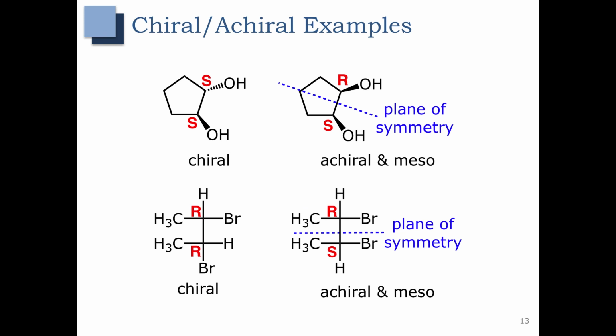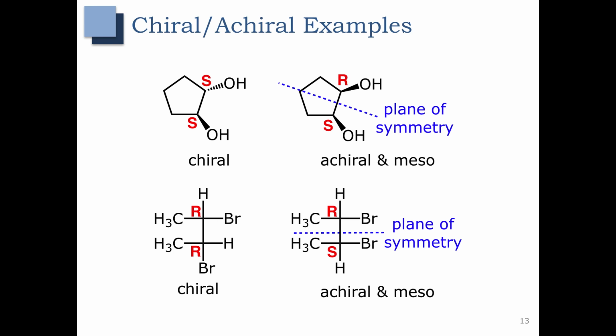Here are a couple more examples. So what's interesting about this one is we're looking at some of those compounds that we said were chiral versus achiral and meso. So remember that our chiral compounds do not have a plane of symmetry, whereas compounds that are achiral and meso have a plane of symmetry. So we have over here on this right molecule a plane of symmetry, and that designates it as achiral and meso.